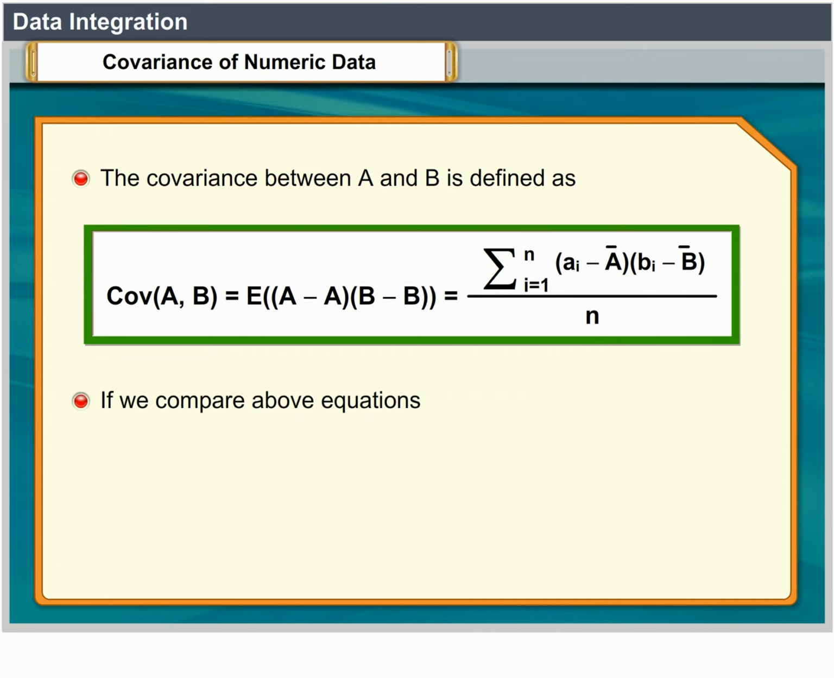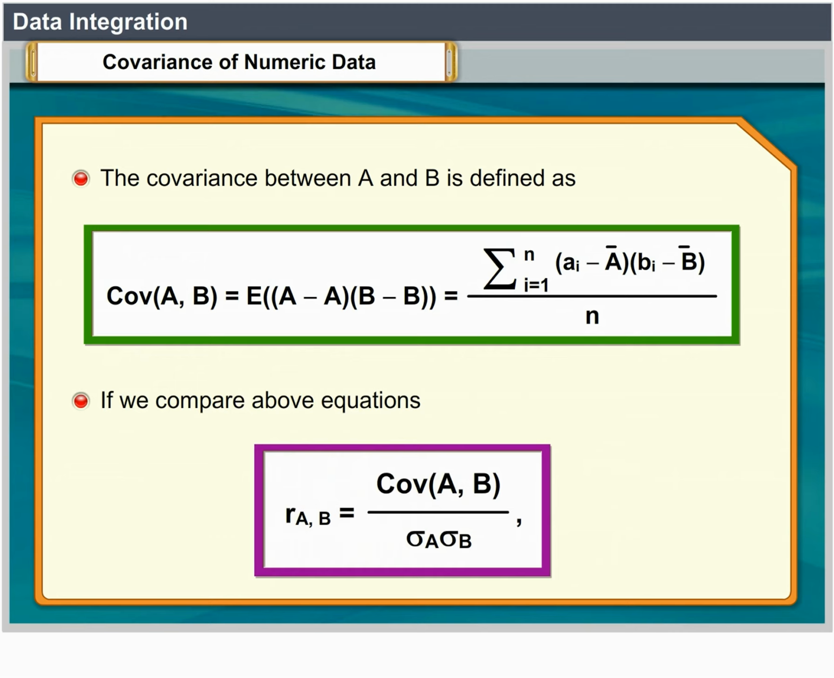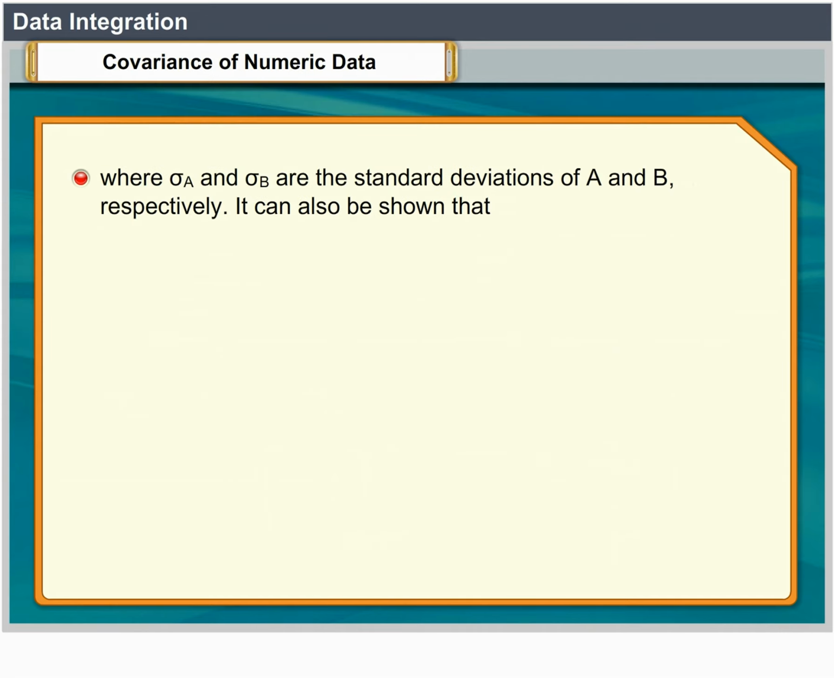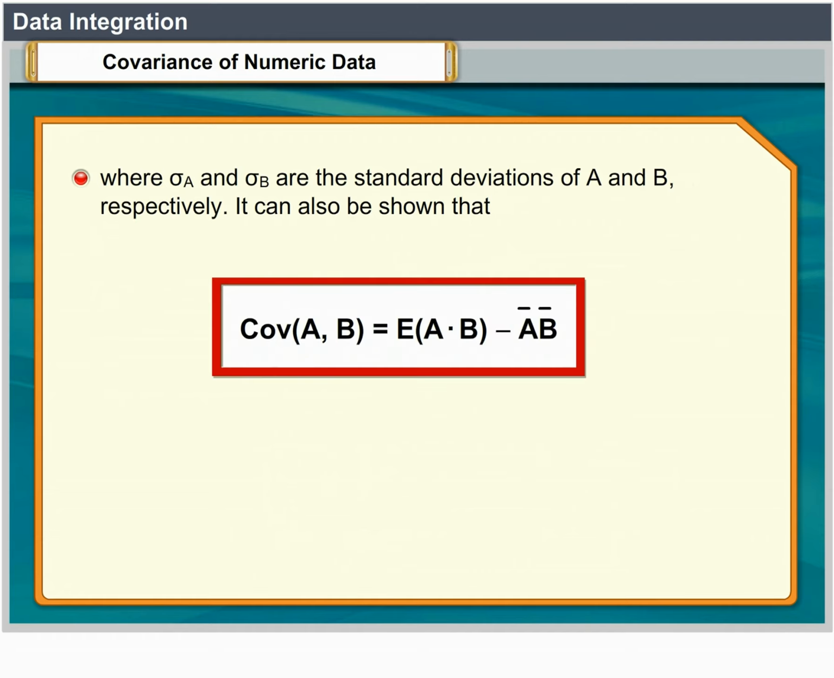If we compare the above equations, r(A,B) equals covariance of A and B divided by sigma A times sigma B, where sigma A and sigma B are the standard deviations of A and B respectively. It can also be shown that covariance of A and B equals the expected value of A times B minus A bar times B bar. This equation may simplify calculations.